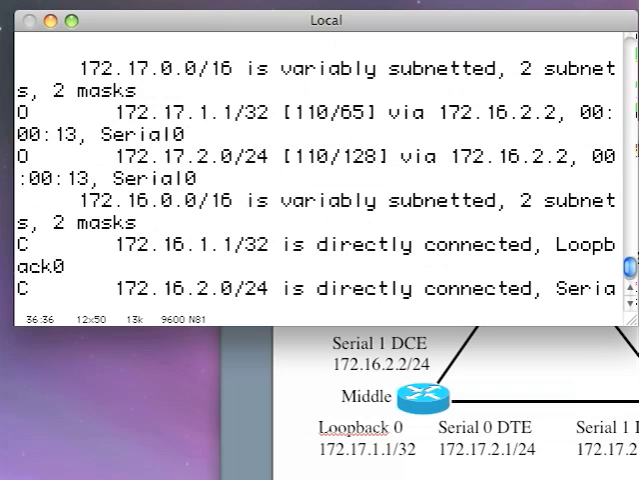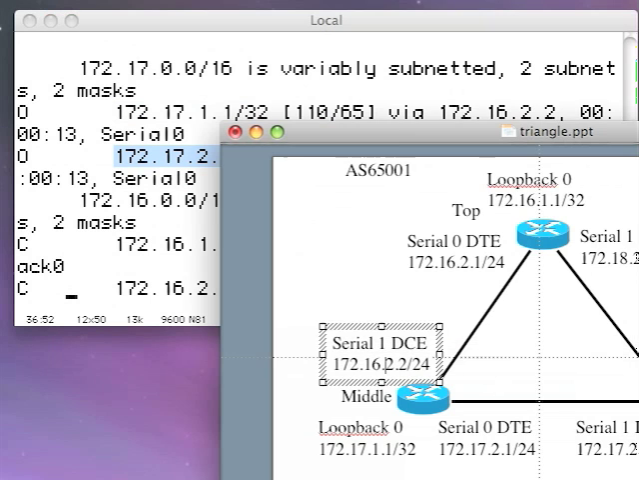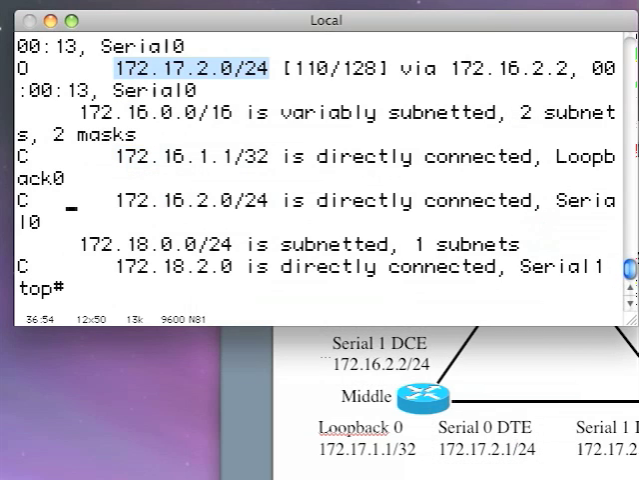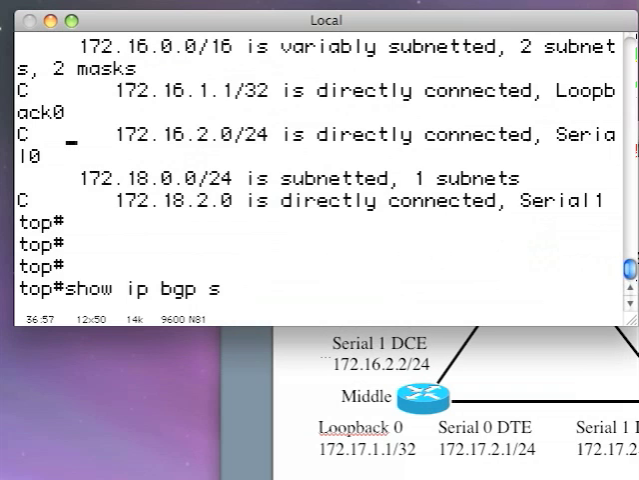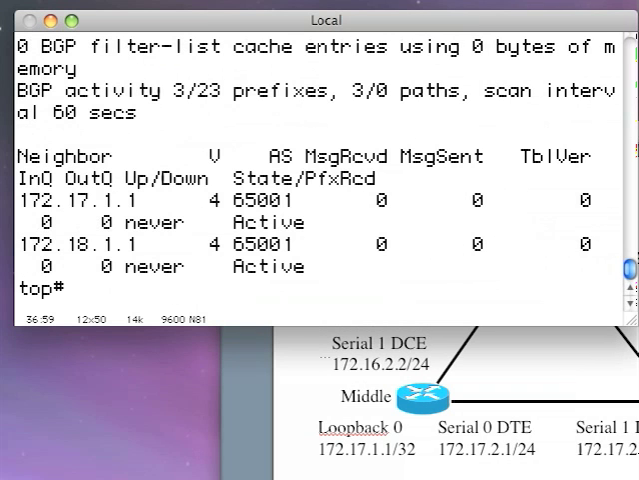And I have 2 OSPF routes with an administrative distance of 110. One is the loopback, and then one is the /24, which is the serial link down here. Show IP BGP sum. Let's see if my BGP neighbor came up. My BGP neighbor is still active here. I'm going to pause for a minute and see if it comes up by itself.